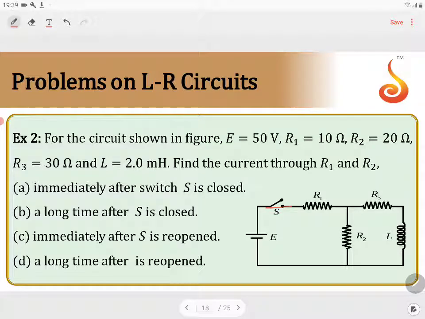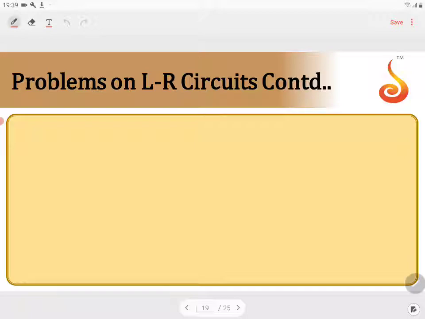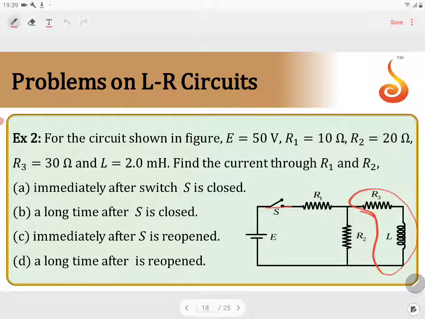Immediately after the switch S is closed, the inductor behaves like an infinite resistor, so there is no current in this branch of R3 and L. Current will flow only through R1 and R2, and that current will be net EMF by net resistance. So I is equal to 50 volt by net resistance 10 plus 20, that is 50 by 30, which equals 5 by 3 ampere. So this is the current initially, that is, immediately after the switch is closed.